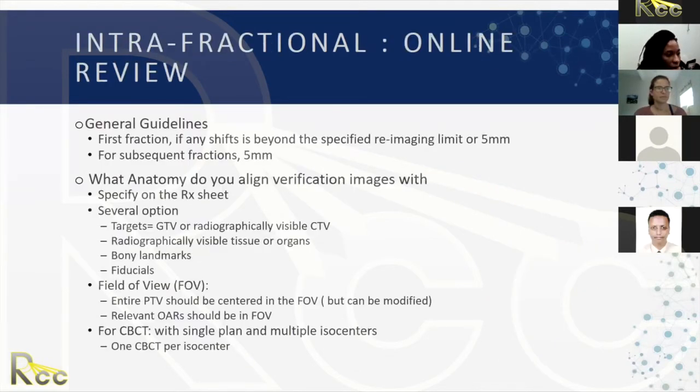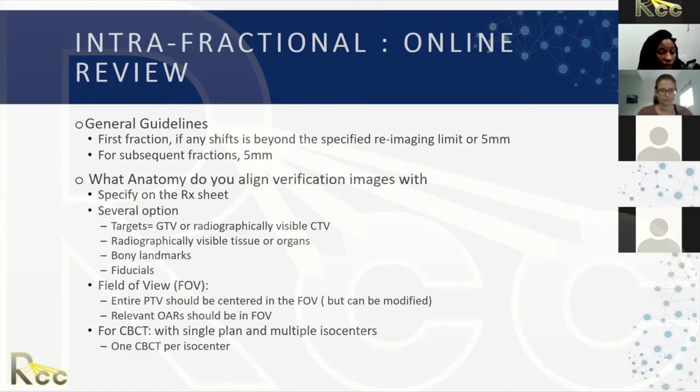So just some general guidelines to keep in mind as we get into the examples for looking at online review. I mentioned earlier that we do this prior to the first fraction, and then if you have any shifts that are essentially beyond your re-imaging limit, for most places, at least here, we use 5 millimeters, most places also use 5 millimeters, then you would re-image prior to treating the subsequent fraction.